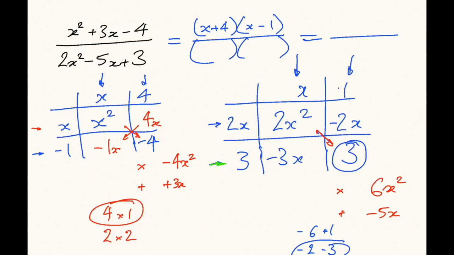We can see that we need to have a negative, and if we look on this here, this also needs to be negative, so that the two negatives make a positive 3, and then we have the factors of 2x minus 3 and x minus 1. These can then cancel, and we're left with x plus 4 divided by 2x minus 3.